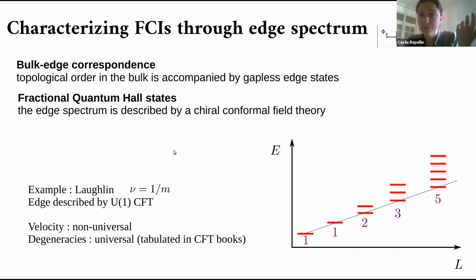So this is again something that we can take advantage of when doing numerics to diagnose the nature of the ground state and find out what is the topological order in the ground state. You could in principle do that energetically, but it's typically more convenient to do it through the entanglement spectrum. So that's what I'm going to show here.